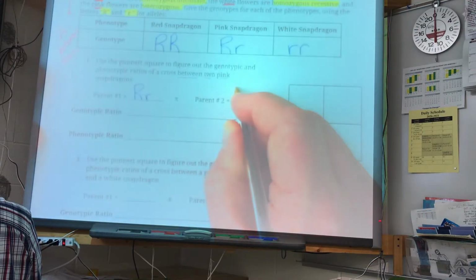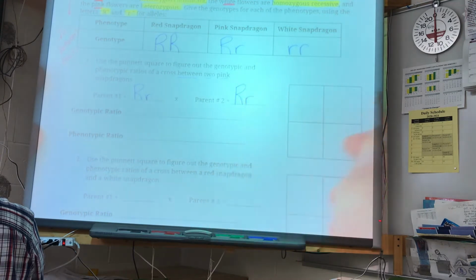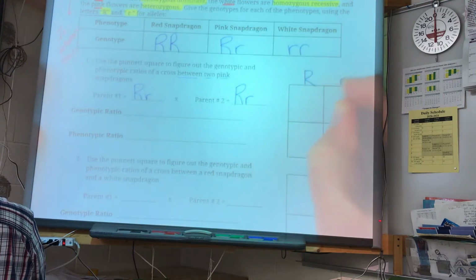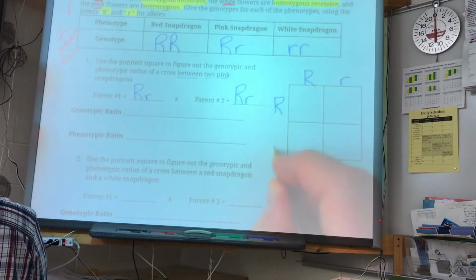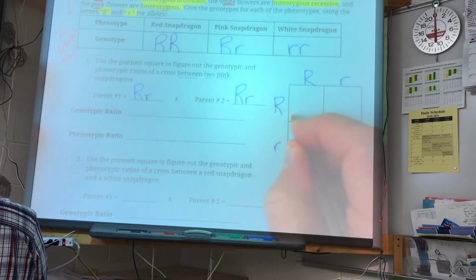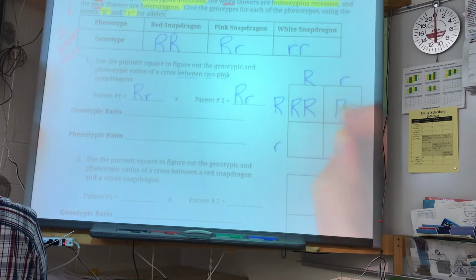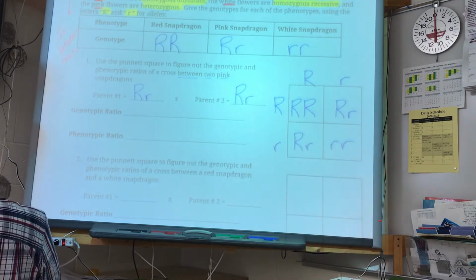Okay, so big R, little r is our pink genotype, and the other one is also pink, so it's going to be a big R, little r. The Punnett square mechanics and filling out this Punnett square are absolutely no different than the Punnett squares we've been doing up until this point with complete dominance. Nothing changes in terms of filling in my Punnett square.